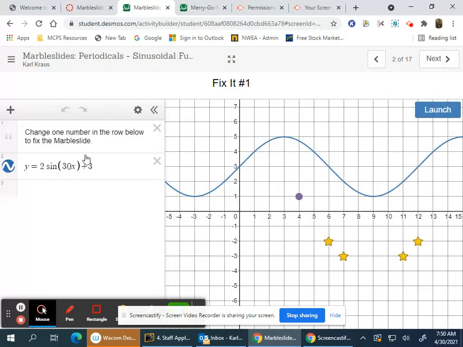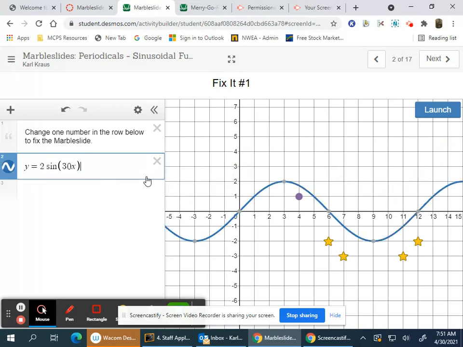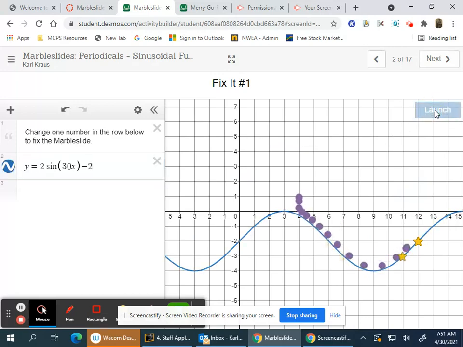Slide 2, you want to move this sine curve down so it goes through the stars here. Right now it looks like the center line is at 3, and you want the center line to be here. Looks like -2. So this represents the center line, this +3. I want to make it -2, and then hit the launch button. And that collects the stars.